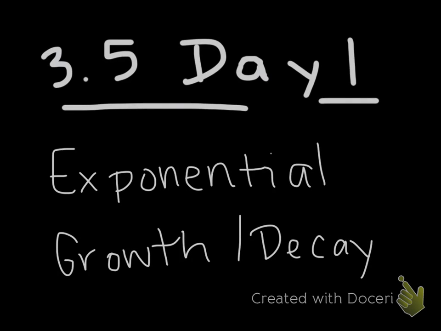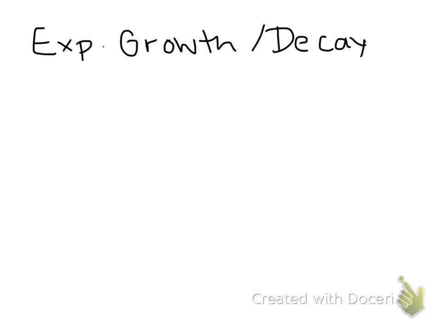Today we're doing section 3.5 day 1 and we're going to be talking about exponential growth and decay. So the general equation for exponential growth and decay is A equals A naught e to the kt.